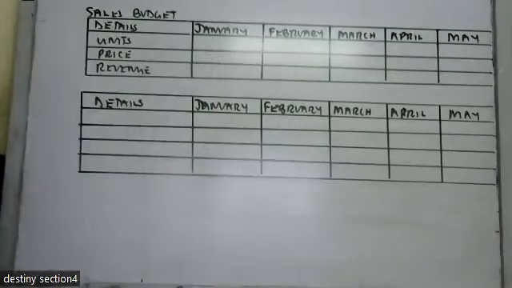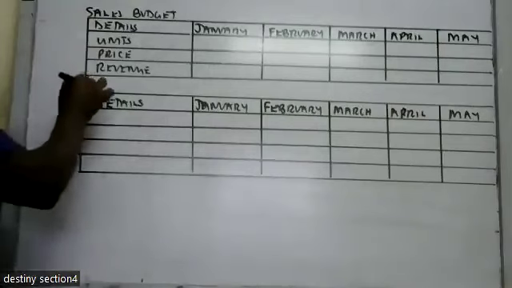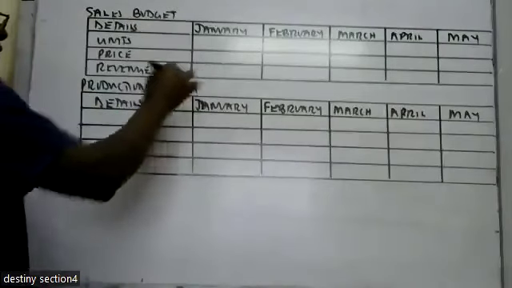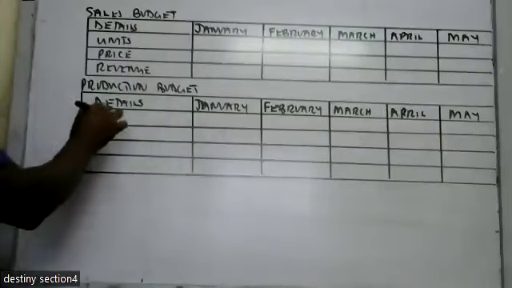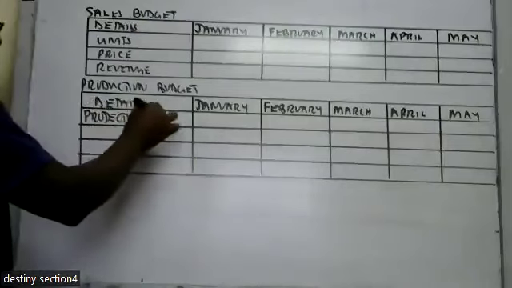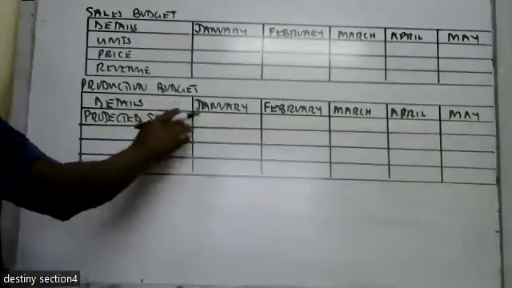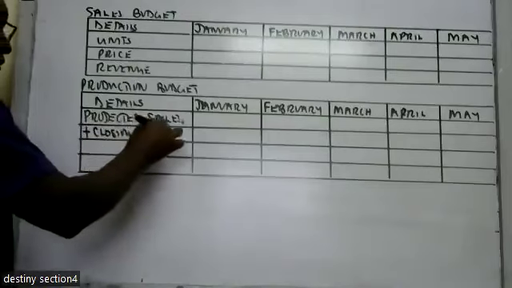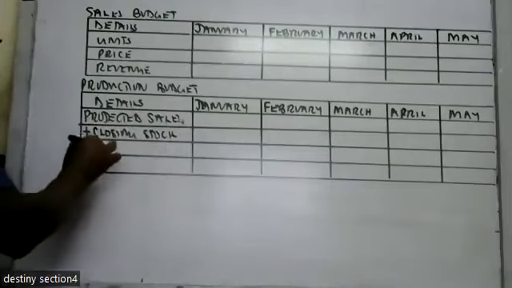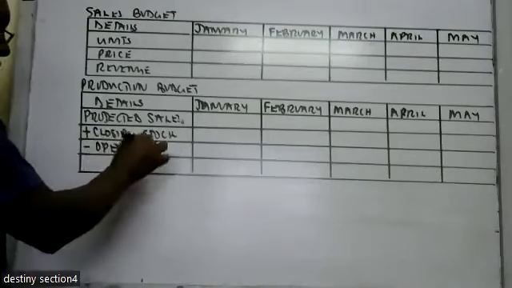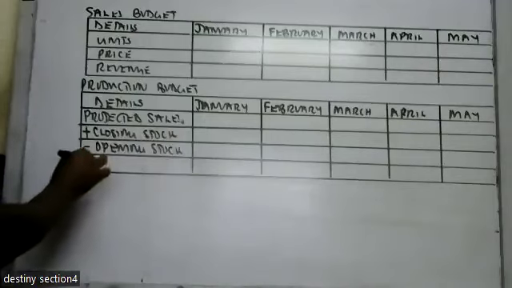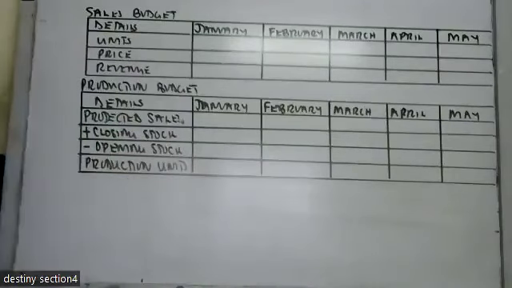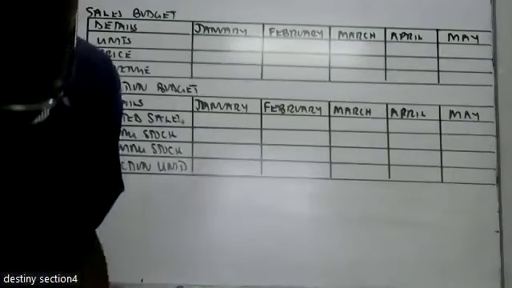So details, tumesema format ya production budget. Production budget. We start with the projected sales, or you can just call them sales. Projected sales. Then tukasema you add closing stock. Tukasema you less the opening stock, so that you get production units. Production units.